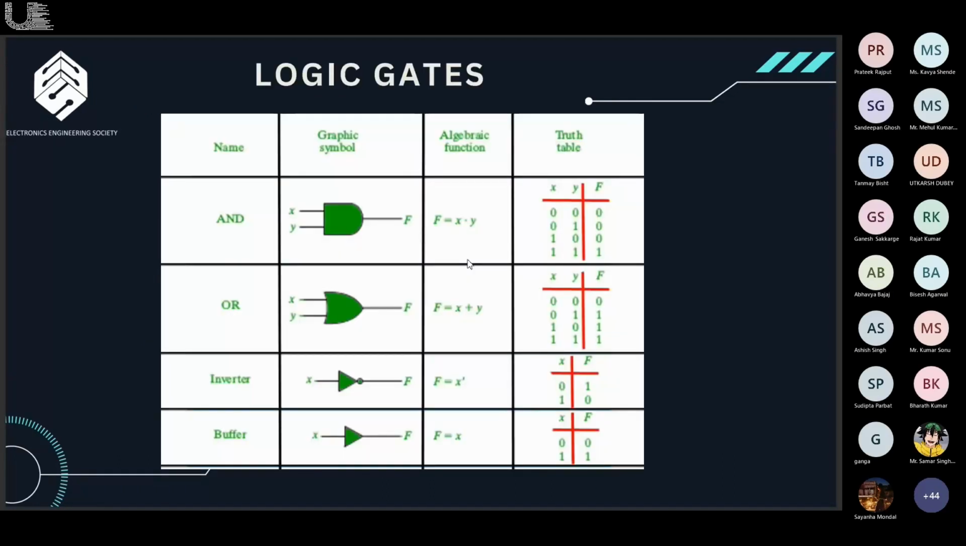And then we'll move to the logic gates. In digital electronics, logic gates are the most basic unit of digital electronics and combinational circuits or Boolean algebra, which take input of 2 or more Boolean variables and give a single Boolean value as an output.